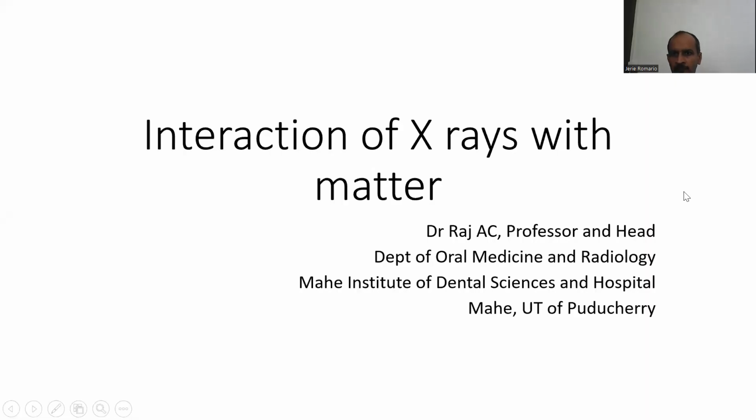Hi all. Here I am going to explain about interaction of X-rays with matter. Once the X-ray is produced from an X-ray machine, X-rays come out. After collimation, filtration, everything, a proper useful X-ray comes out. What all things can happen to that X-ray?